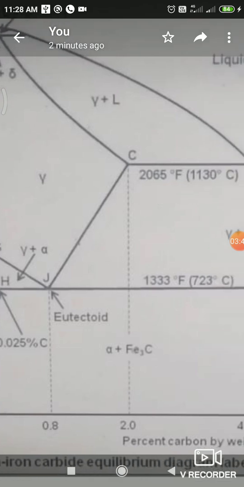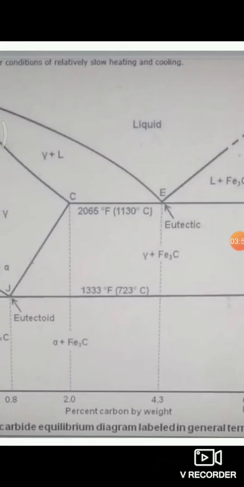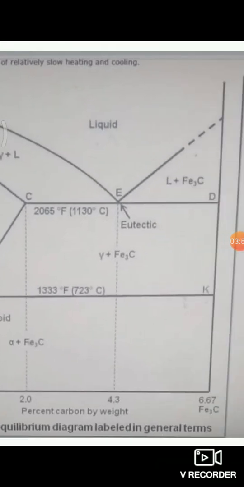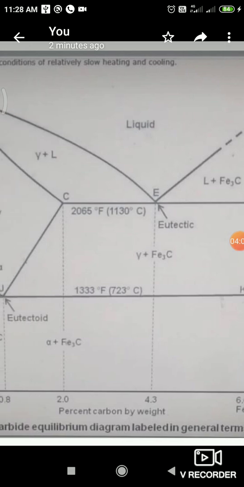But when the carbon percentage increases from 2% up to 6.67%, in the cementite phase, that steel is called cast iron. That cast iron has a carbon percentage from 2 onwards up to 6.67%. So that is cast iron.